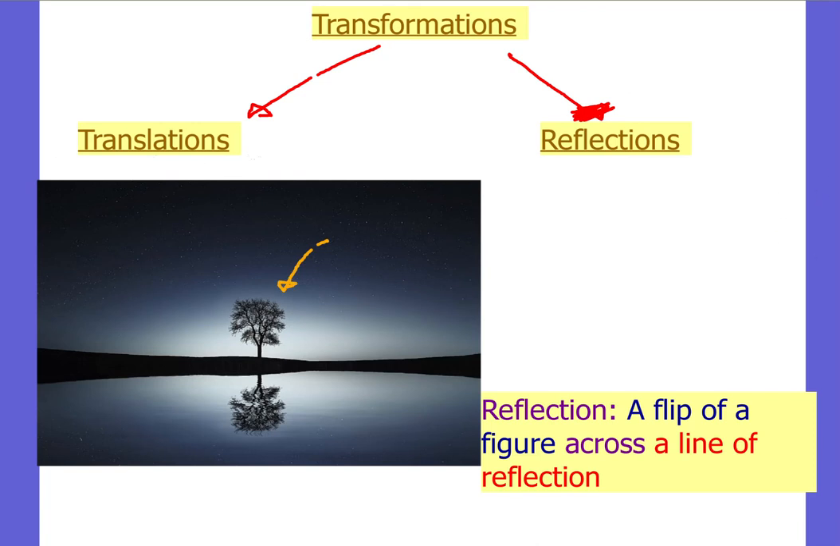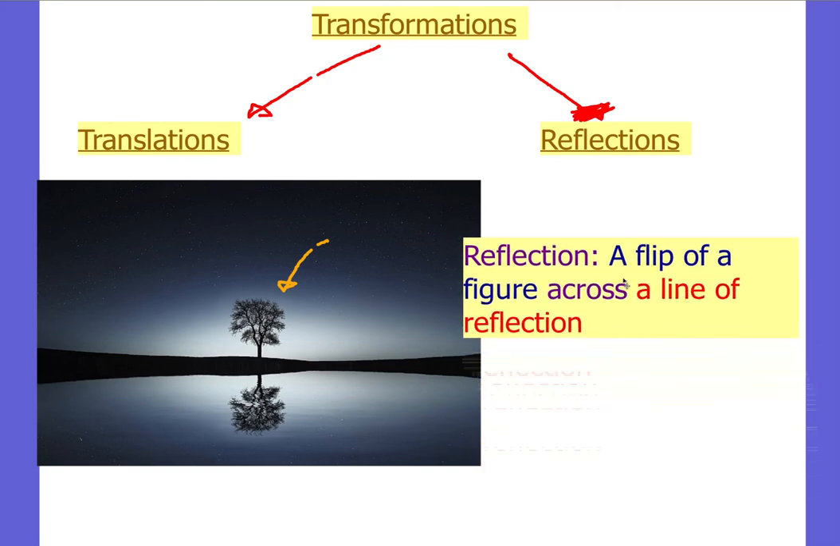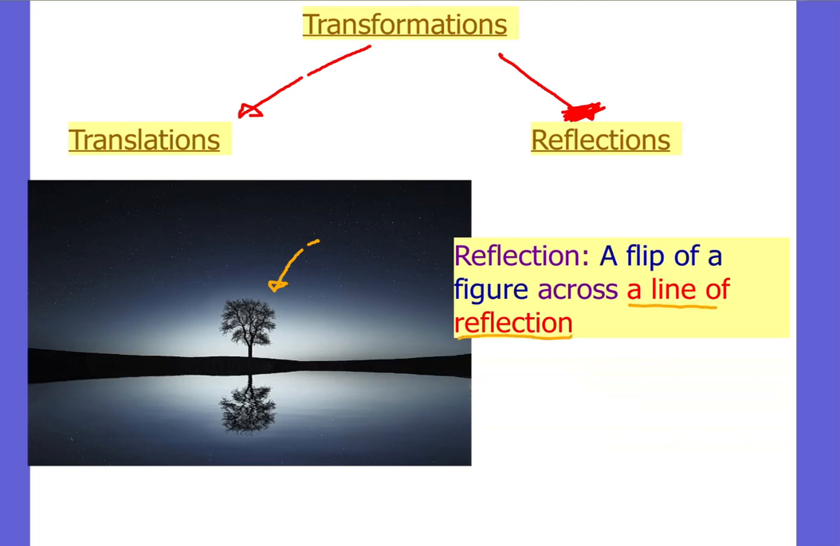And then, but what I want to be very specific on is a reflection is defined as a flip of a figure across a line of reflection. And you can even find that just with a real world example. So if I were to look along here and say, where is this tree reflecting?